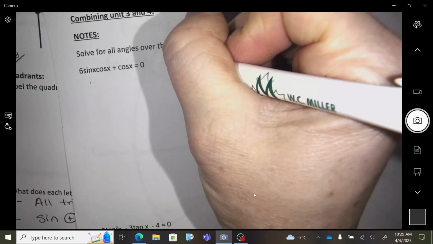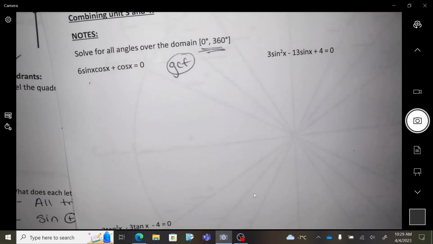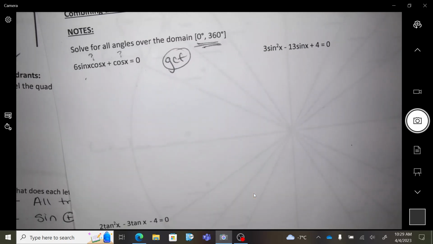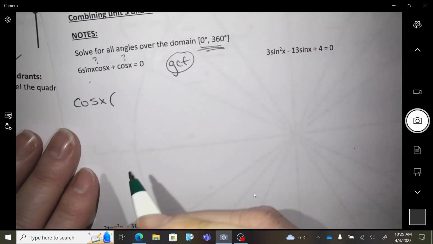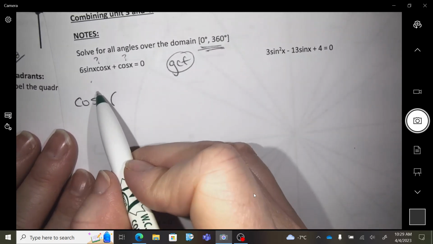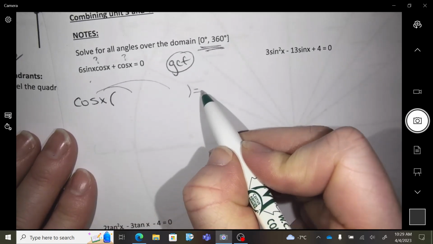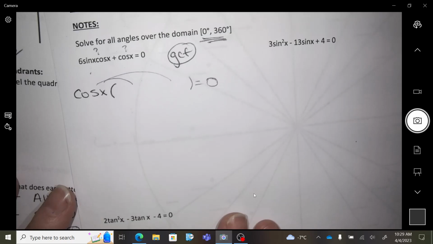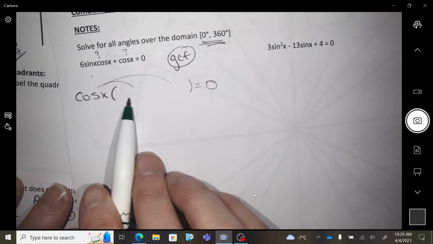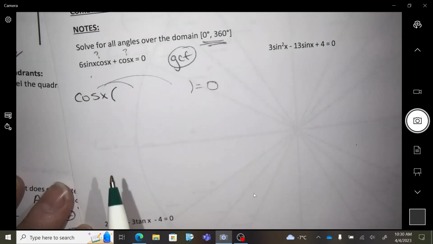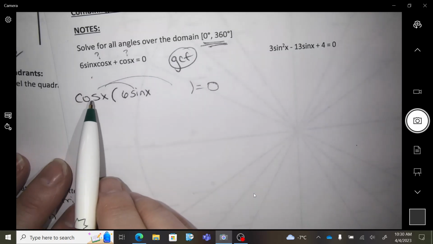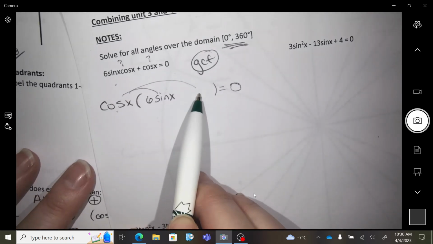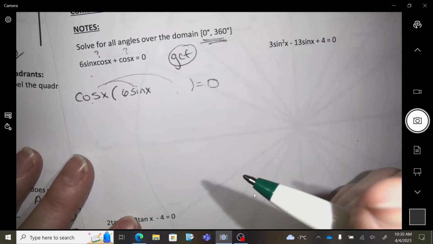GCF. It is a GCF. Okay, what can I take out of this term and this term? What do they both have in them? Cos x, bracket. Okay, cos x is out. So cos x times what makes that first unit? Cos x times what makes that second unit? Plus 1, yeah.